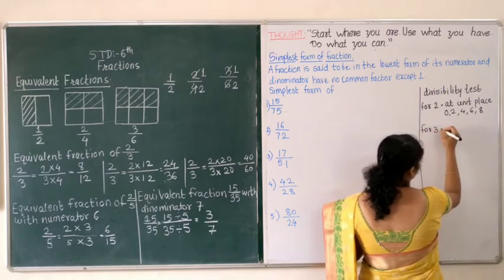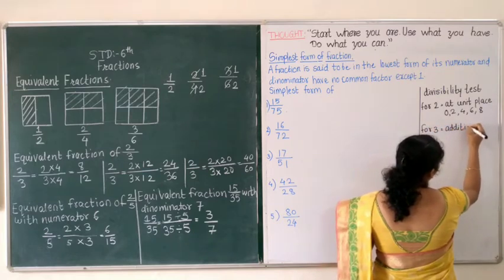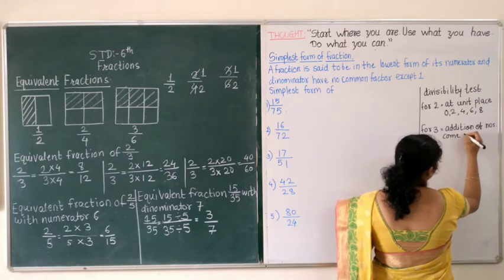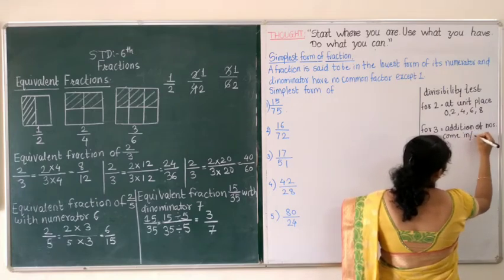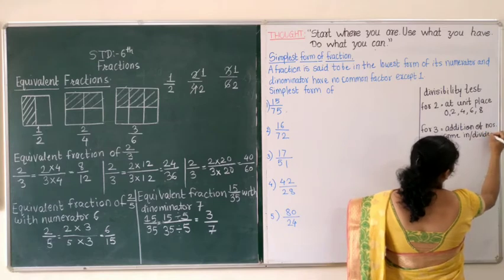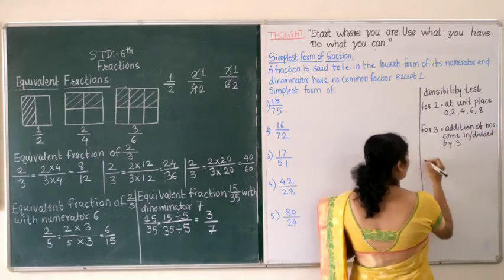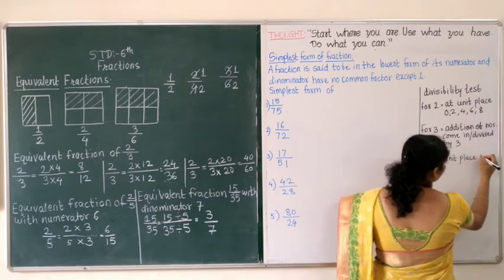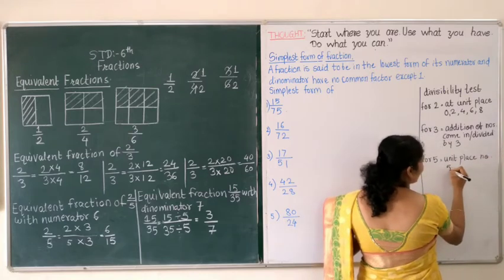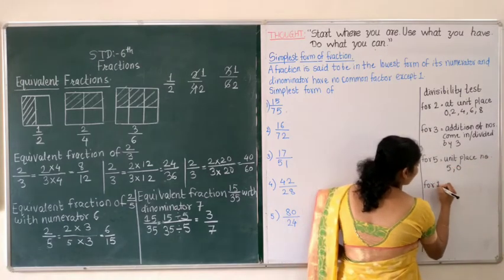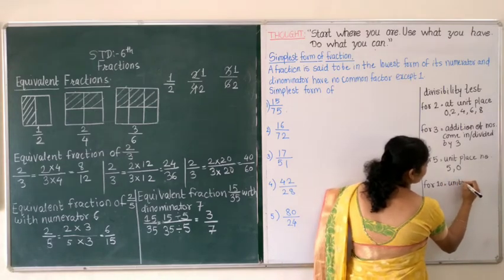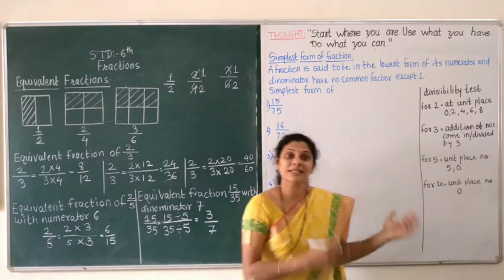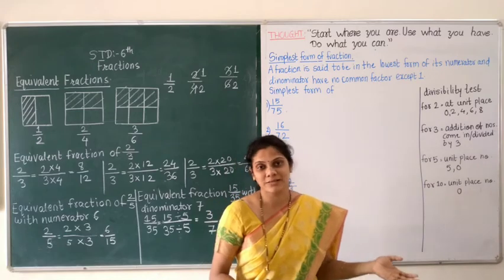For 3, the addition of the digits should come in the table of, or be divided by, 3. For 5, the unit place number should be 5 or 0. And for 10, the unit place number should be 0. Mostly these divisibility tests are used while solving the simplest form.